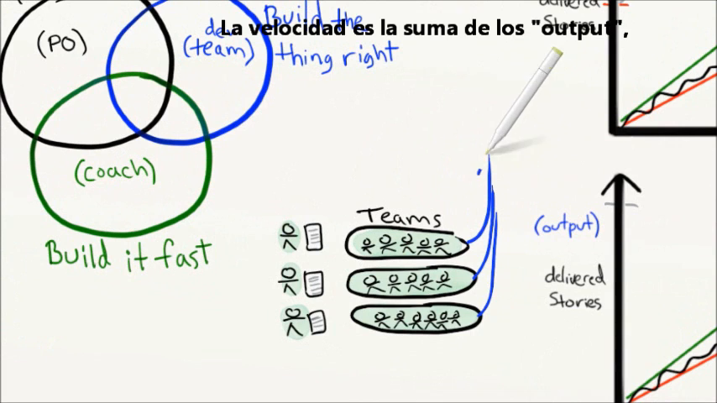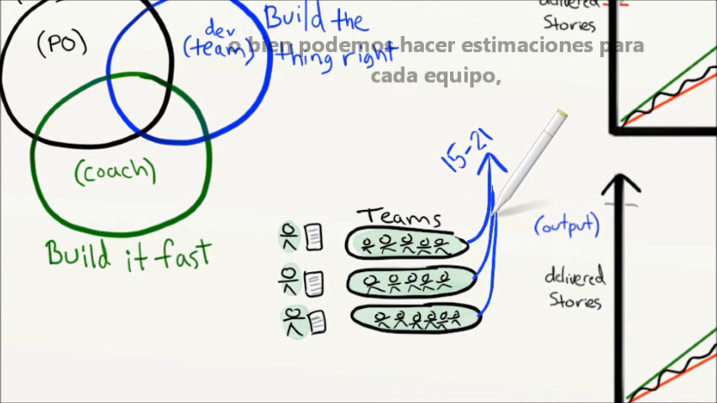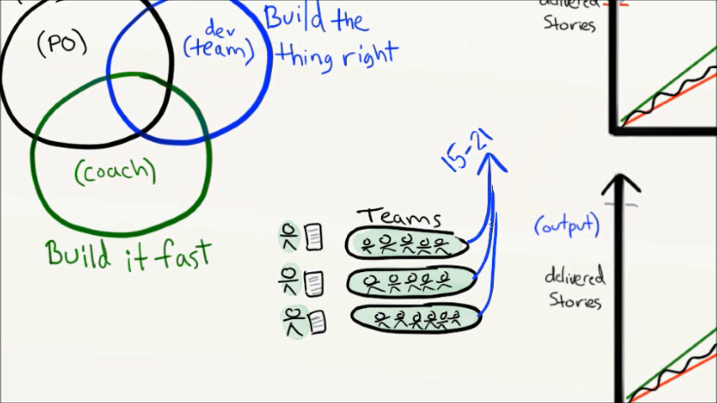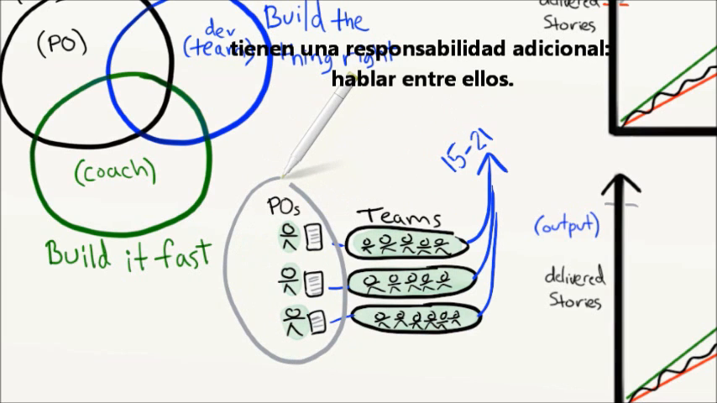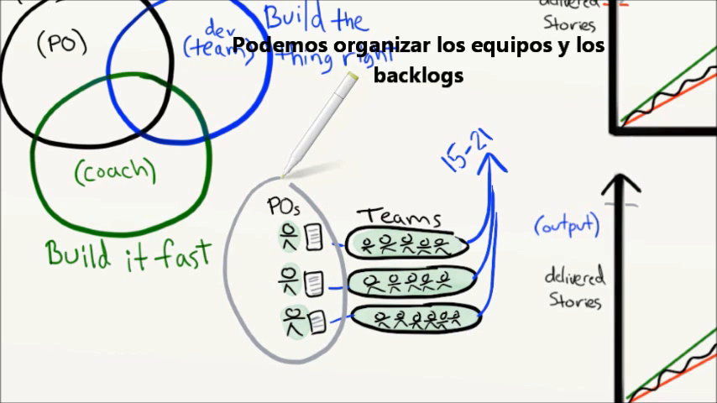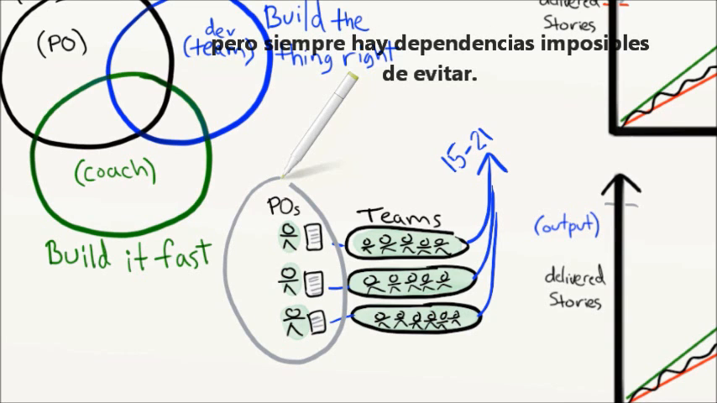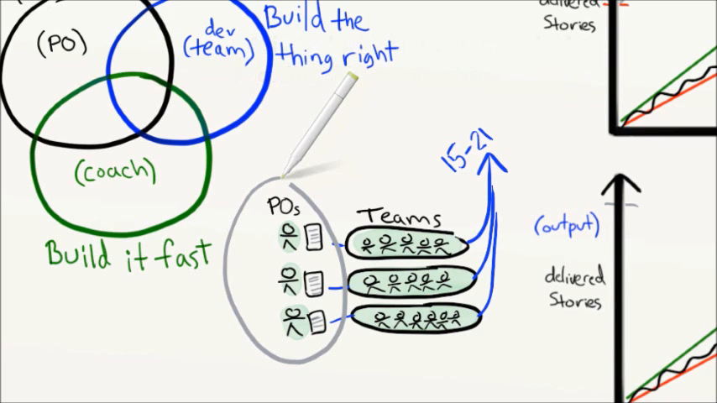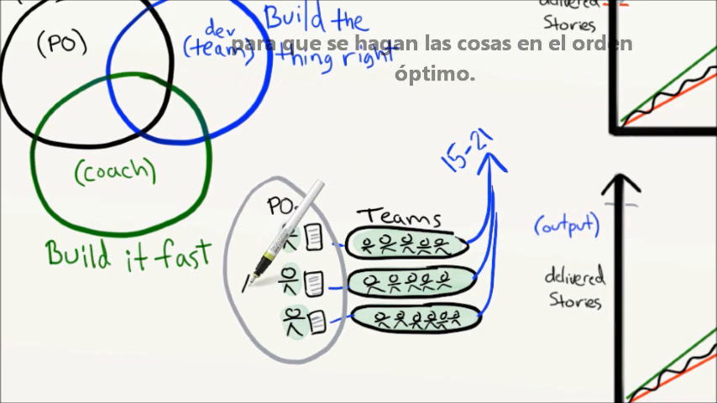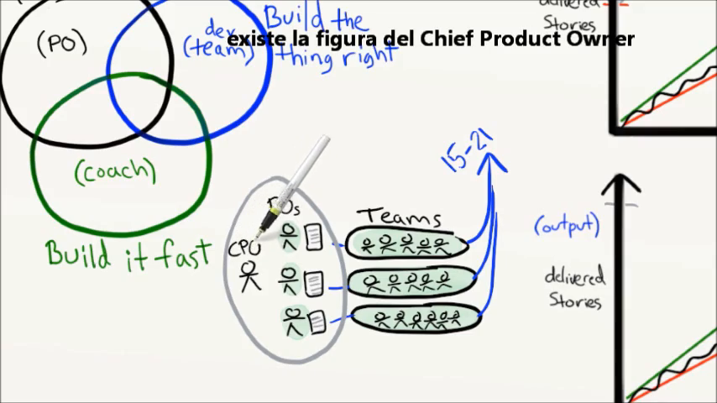Velocity is really the sum of all output, so that can be used for forecasting. Or make a separate forecast for each team, if that makes more sense. In a multiple team scenario, however, the product owners have an important additional responsibility to talk to each other. We should organize the teams and backlogs to minimize dependencies, but there will always be some dependencies that we just can't get rid of. So there needs to be some kind of sync between the product owners so that they build things in a sensible order and avoid sub-optimizing. In large projects, this usually calls for some kind of chief product owner role to keep the product owners synchronized.